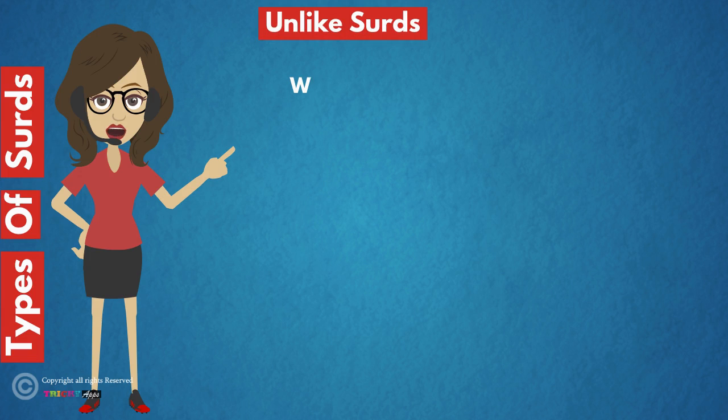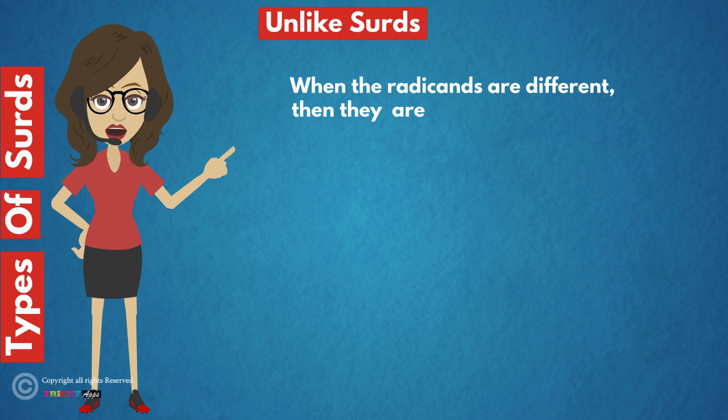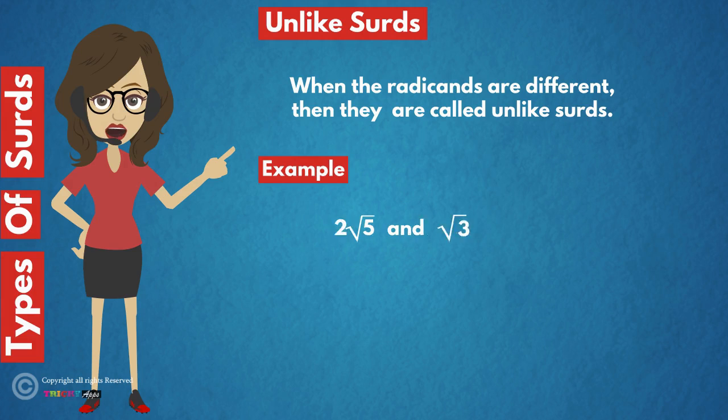Unlike surds. When the radicands are different, then they are called unlike surds. Example, 2 root 5 and root 3. Here the radicands are different, so they are unlike surds.